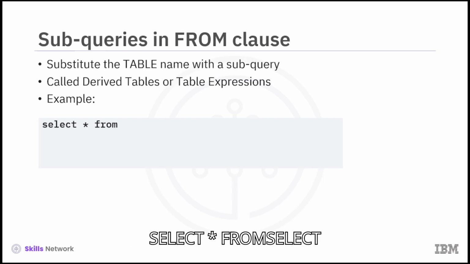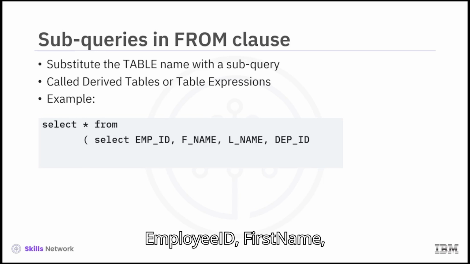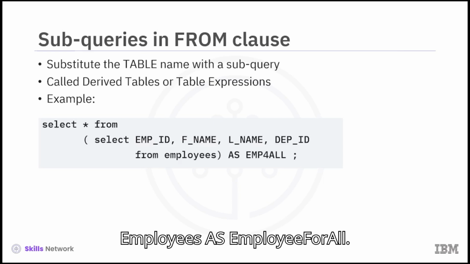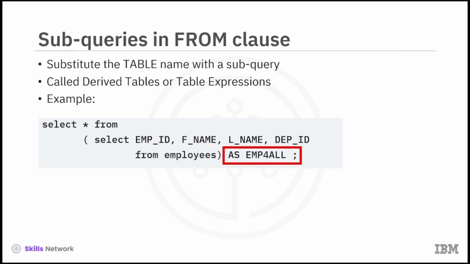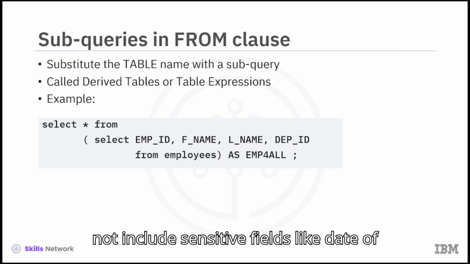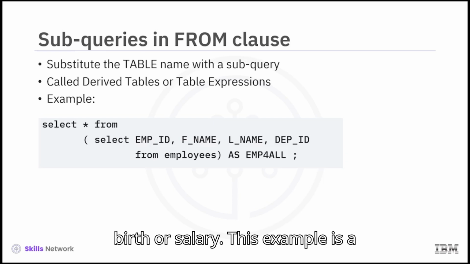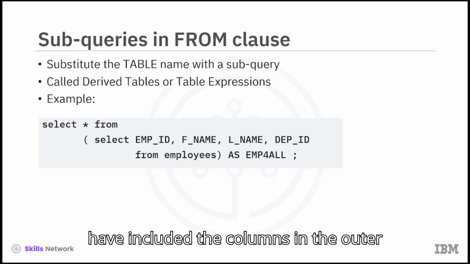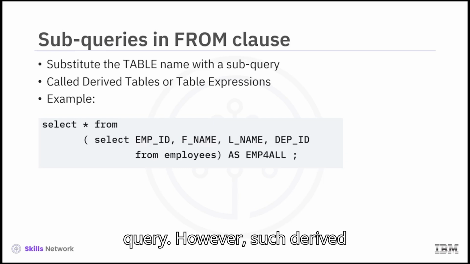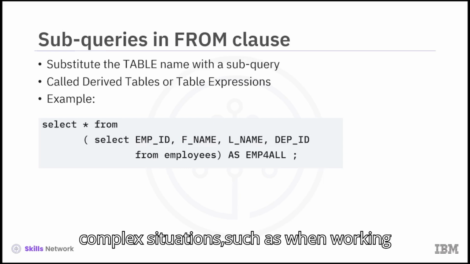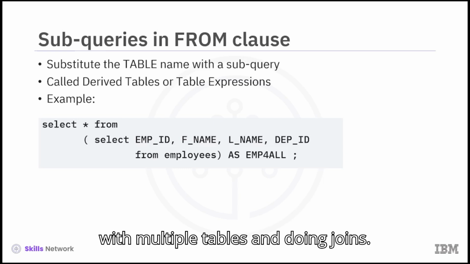Select star from (select Employee ID, First Name, Last Name, Department ID from Employees) as Employee4All. The derived table in the subquery does not include sensitive fields like date of birth or salary. This example is a trivial one, and we could just as easily have included the columns in the outer query. However, such derived tables can prove to be powerful in more complex situations, such as when working with multiple tables and doing joins.